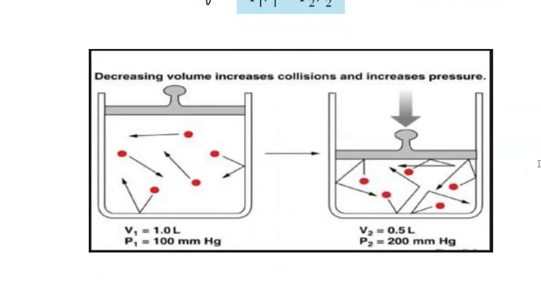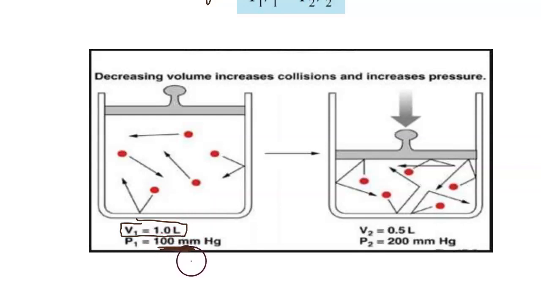This diagram shows Boyle's law. On the left side is a container, and the red dots are gas particles trapped within the container. Those particles have kinetic energy, they're moving around, and they're striking the sides of the container, exerting pressure. Let's say that original container has a volume of 1.0 liters, and that when the particles are trapped within that volume, they have a pressure of 100 millimeters of mercury.